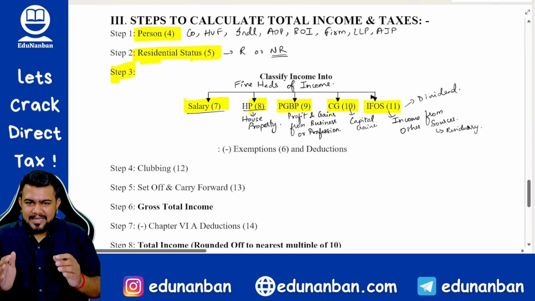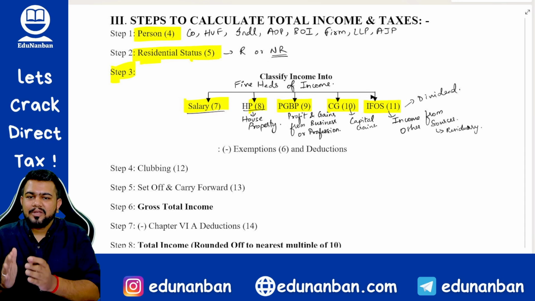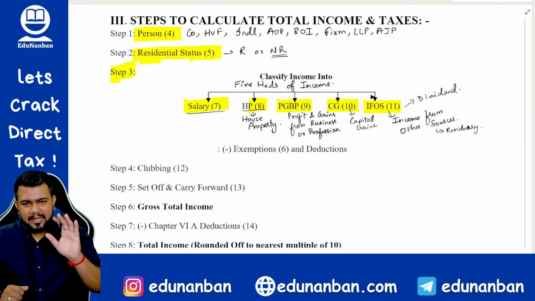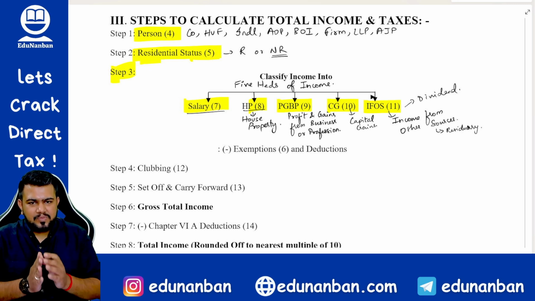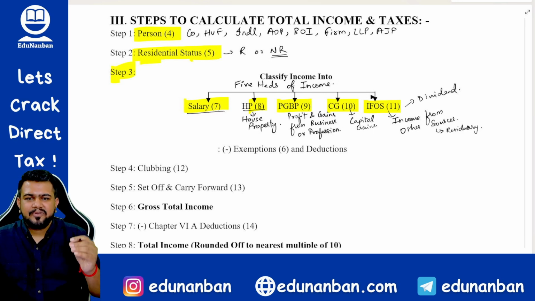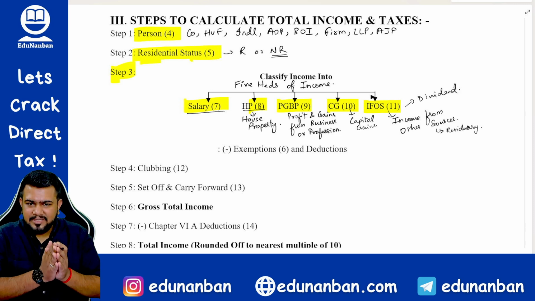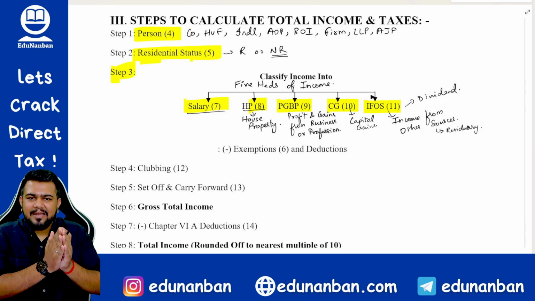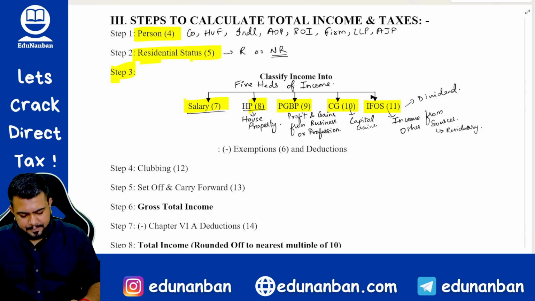Based on the residential status, you will know what all incomes are taxable. Those incomes you are going to divide into 5 categories. They are called the 5 heads of income. The first head is salary, the second is house property, the third is profit and gains from business or profession, the fourth is capital gains, and the fifth is income from other sources. So tell it once again with me: salary, house property, profit and gains from business or profession, capital gains, and income from other sources. These are the 5 heads of income, very important.